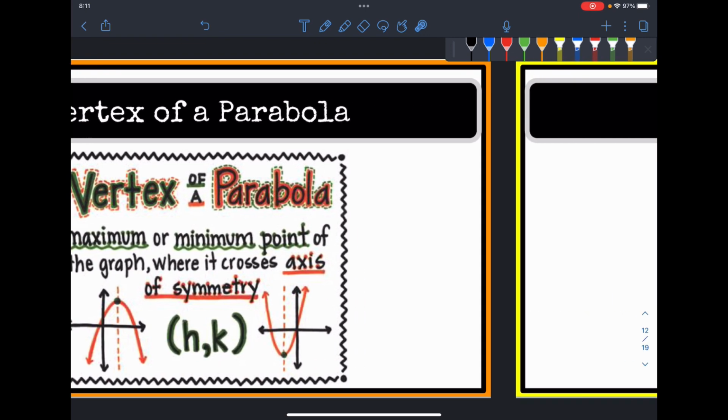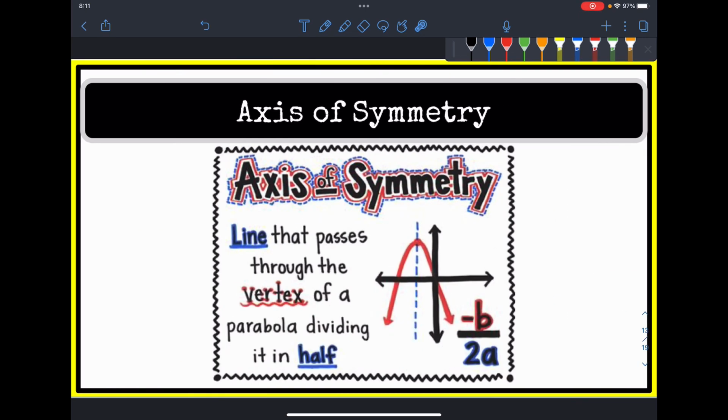Now, because the axis of symmetry passes through the vertex, dividing the parabola in half, we can figure out the equation for this by determining what the vertex is. The x value of the vertex is the equation of this axis of symmetry.